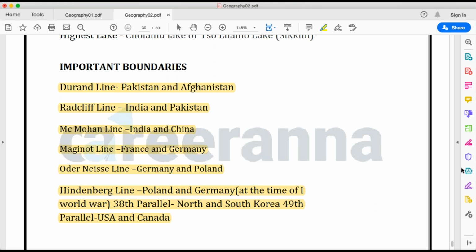Animals, no. Animals will get covered when I ask you that a particular wildlife sanctuary or a particular forest is known for which animal. That's going to be covered there. Apart from that, you don't need to remember anything else about animals.